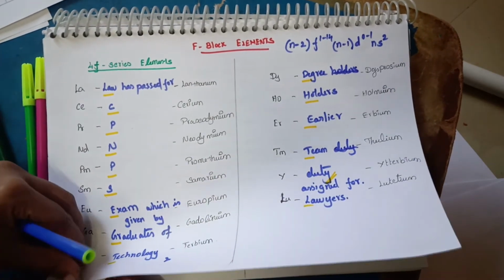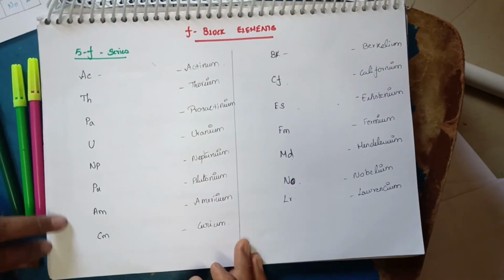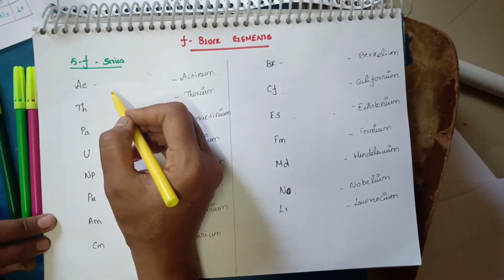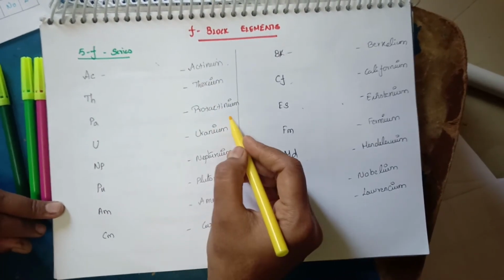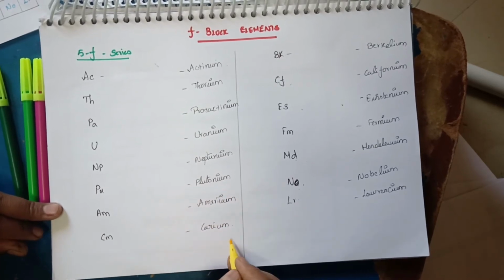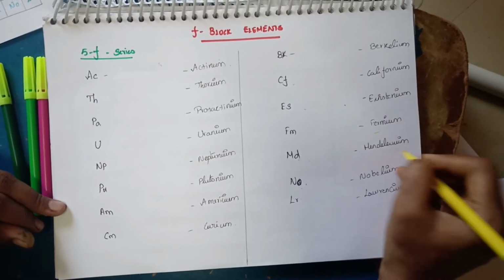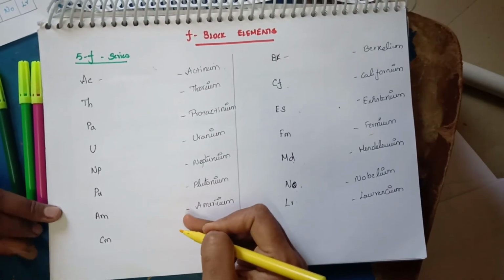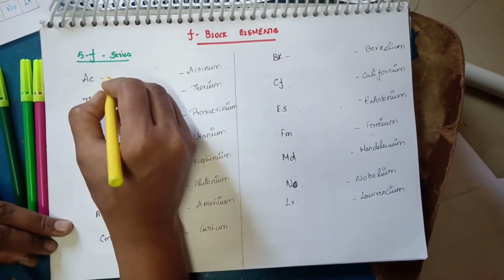Next we are going to see the 5f series of elements. What are the elements? Actinium, thorium, protactinium, uranium, neptunium, plutonium, americium, curium, berkelium, californium, einsteinium, fermium, mendelevium, nobelium, and lawrencium. This is very useful, and it is very easy to make the story too. Uranus, Neptune, Pluto are planets, that's what I made the story from.